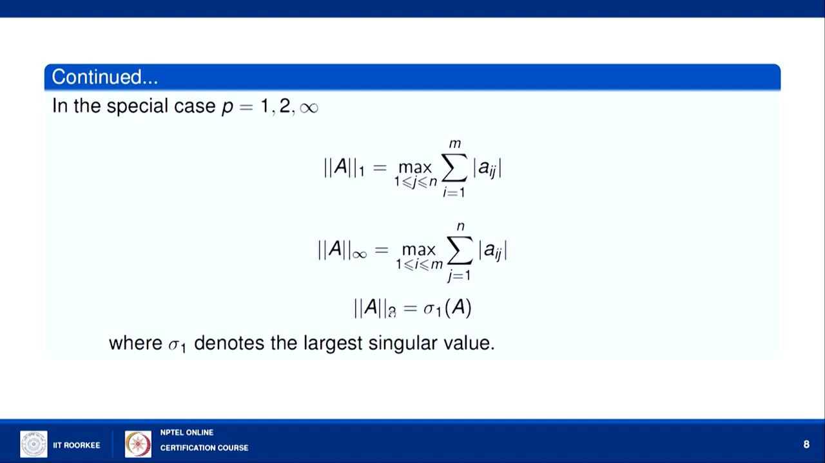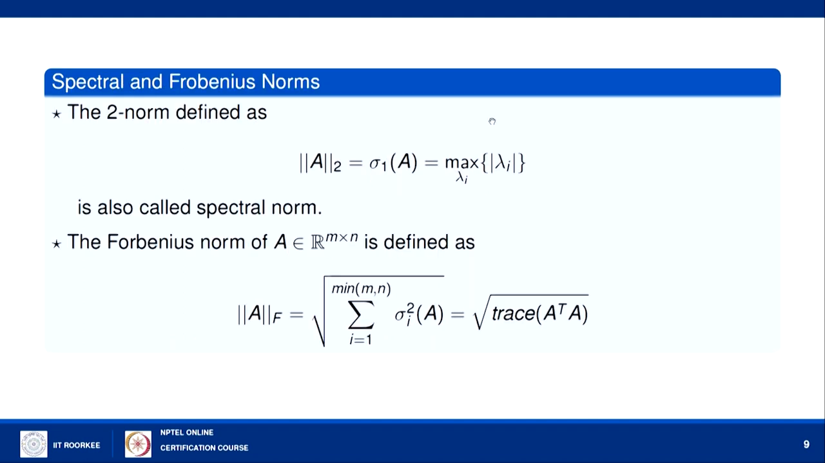Another norm is called the spectral norm, which is given by the largest absolute eigenvalue or the largest singular value. So, the spectral norm is just the spectral radius of the matrix, because the spectral radius is the largest absolute eigenvalue. As I told you, this is in terms of eigenvalue, we can write it in this way. And this 2 norm is also called the spectral norm.